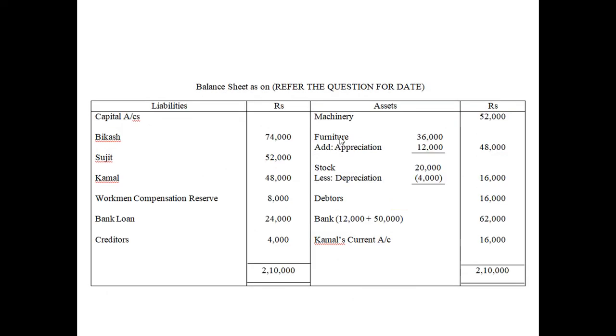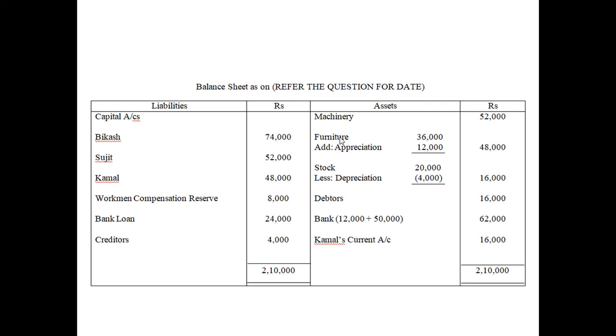This balance sheet is very simple, okay. Machinery, it has nothing, so write the amount directly. Furniture was appreciated by 12,000, it will be 48,000. Stock is depreciated by 4,000, it will be now 16,000. Debtors, it has no adjustment, so just write 16,000. Okay. Bank, the existing balance is 12,000, and Kamal is bringing 50,000 as his share of capital. So it will be added to the existing bank balance, which will be 62,000.